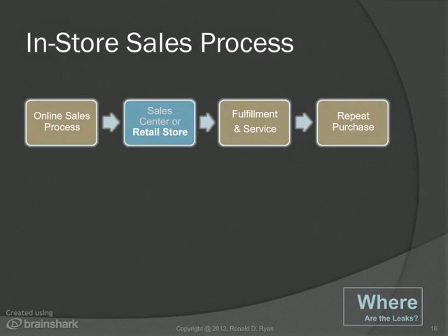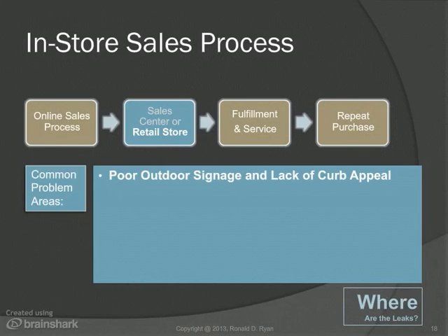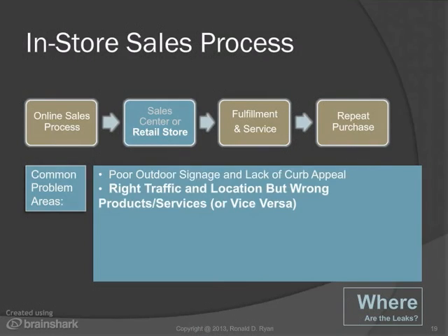Let's now move to challenges that appear typically in retail stores. Common challenges here include poor outdoor signage and lack of curb appeal. Is there a mismatch between the customers coming into your retail location and the goods and services you're selling? Is your store in a good location? Are you generating the right kind of traffic for what you sell? Are you attracting the right customers but selling the wrong goods and services to them?